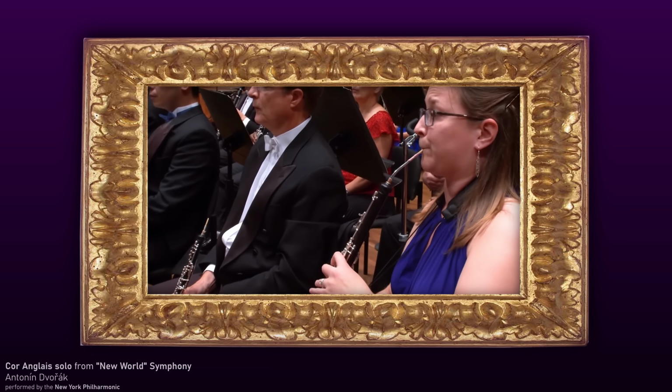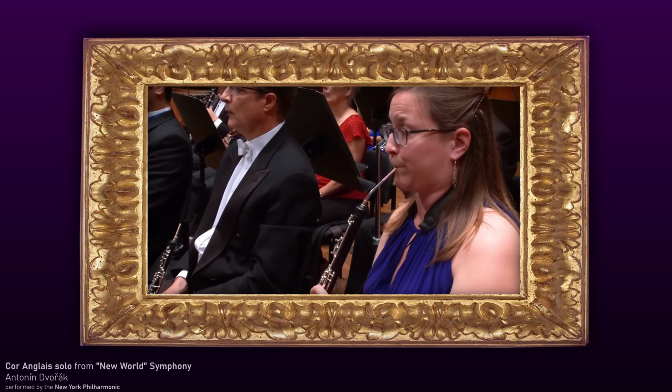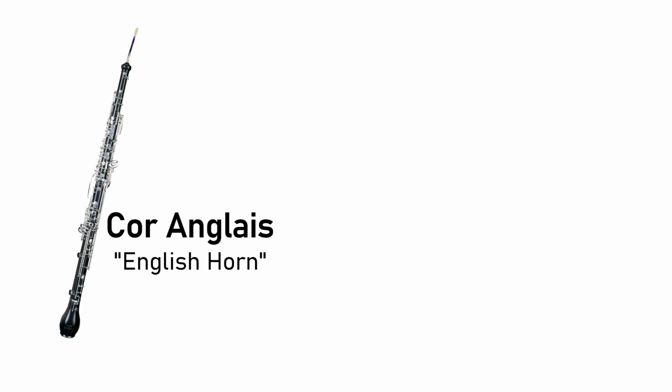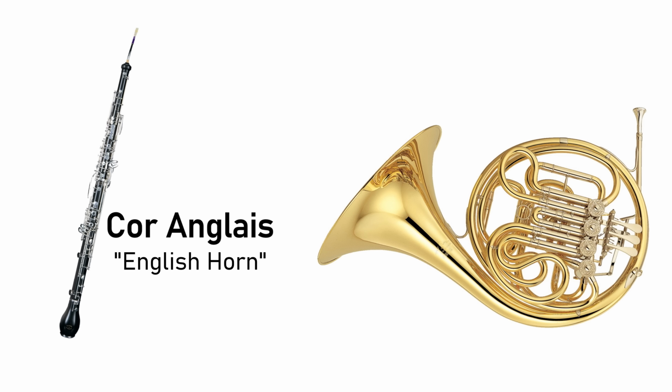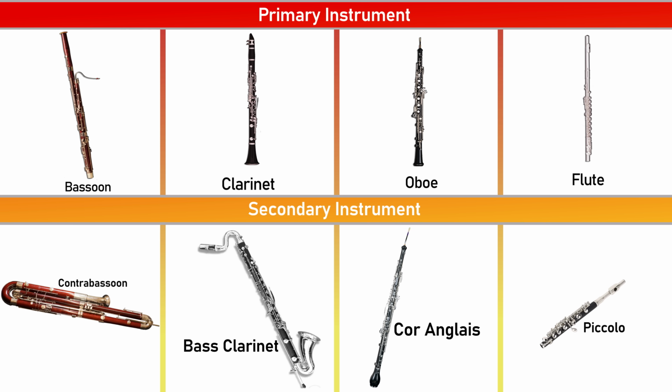Now, the cor anglais is French for English horn, which can be a bit confusing because there is also another instrument in the brass section of the orchestra called the French horn. So here we have the cor anglais, which is called the English horn, but using the French language, and then over here we have the French horn, but it's described with the English language. It's a bit confusing, but just remember that the cor anglais is a woodwind and the French horn is a brass instrument.